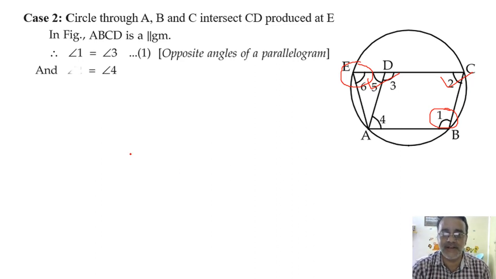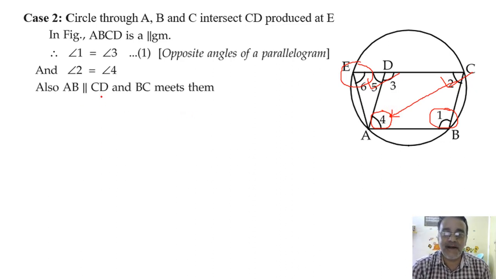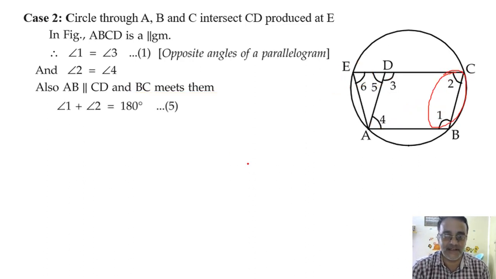So we'll start with angle 2 is equal to angle 4 also, because opposite angles of a parallelogram. Now AB is parallel to CD and BC meets them. So the sum of these two angles is equal to 180 degrees. Let it be equation number 5. Any doubt here? No, sir.